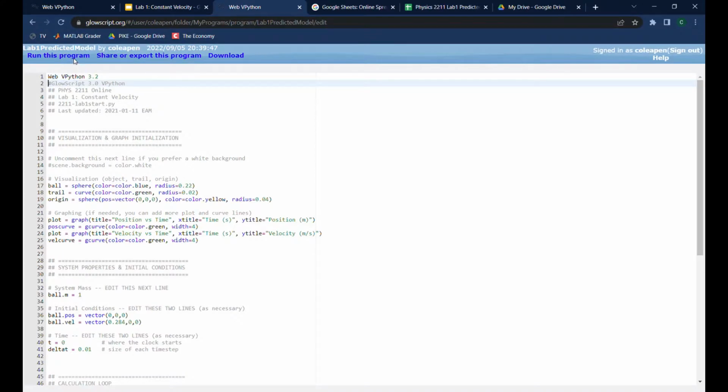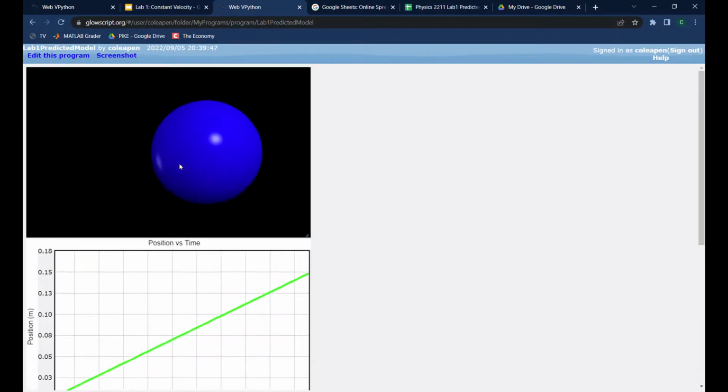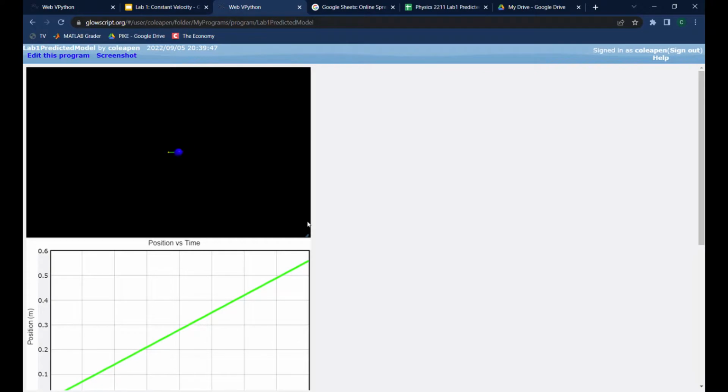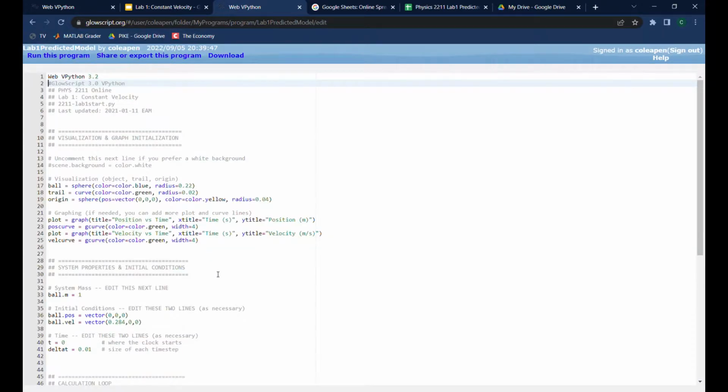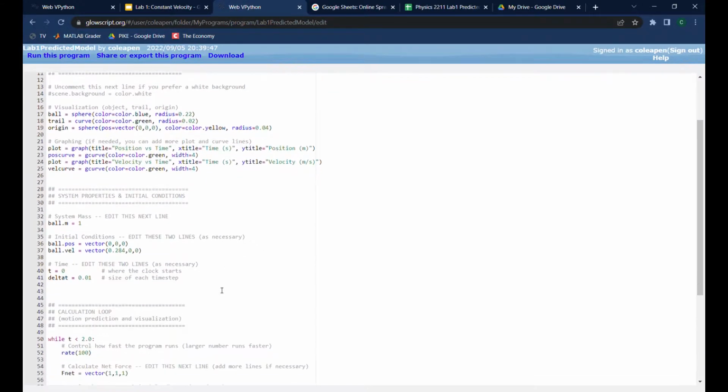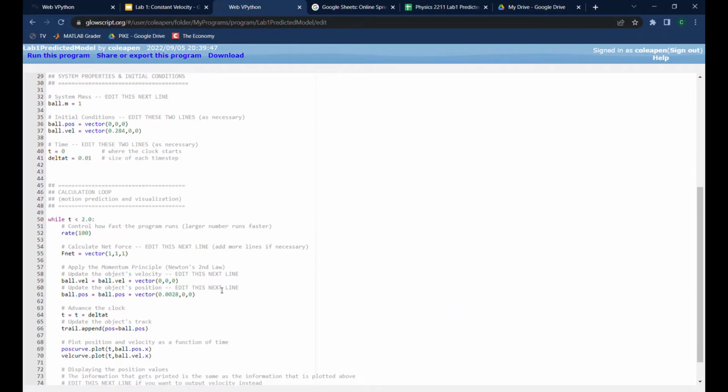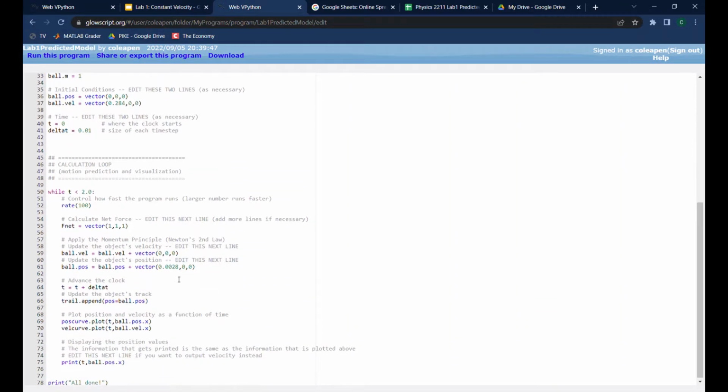Here is the Python model simulating the battery rolling at a constant velocity. As you can see, the calculated model shows the battery traveling around 0.54 meters in 1.9 seconds. This is the code I used for my model. I utilized the starter code but changed the velocity to the calculated velocity of 0.284 meters per second.